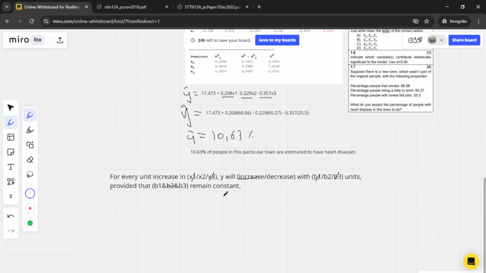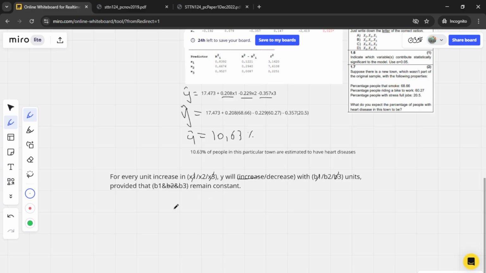So that is the standard answer, like I said. If they said b3, you just do the same. Meaning here, you're going to say x3, and then look at the sign. If it's negative, you're going to say decrease with b3 units, provided that b1 and b2 remain constant. So basically, if you're dealing with b1, b2 and b3 should be constant. If you're dealing with b2, then b1 and b3 are going to be constant, and so on.